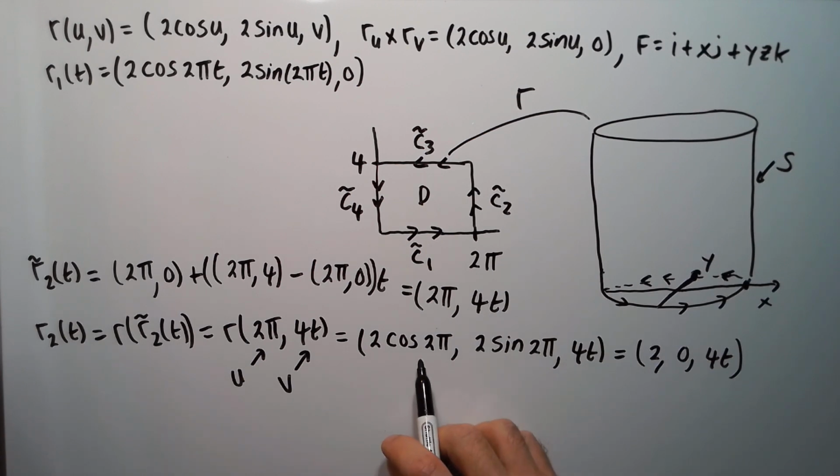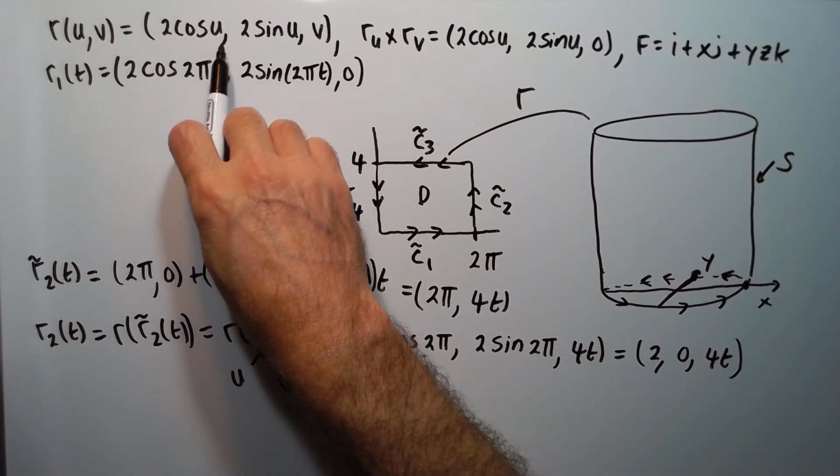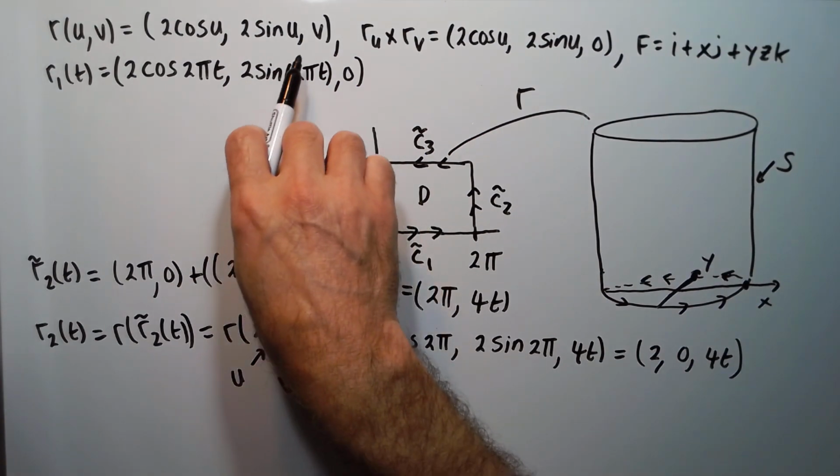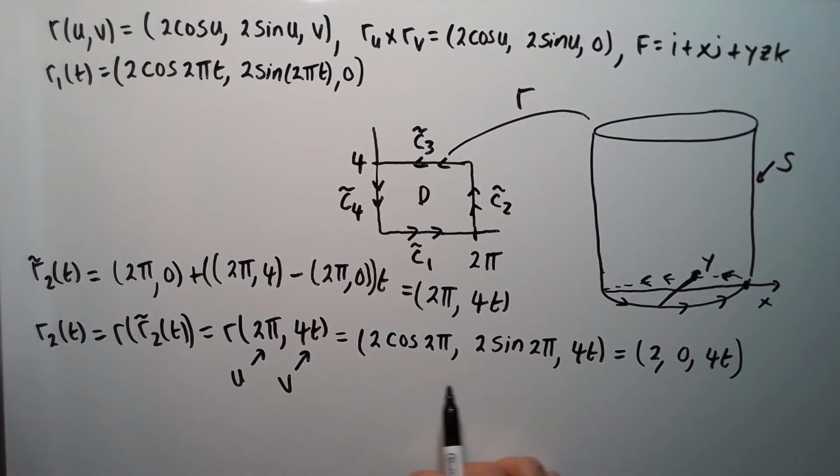So I get this then. Again, putting 2 pi in place of U here, putting 4t in place of V here, we'll get this. The cosine of 2 pi is 1, so this will be 2 here. Sine of 2 pi is 0, so it'll be 0 here, 4t. At time 0, if you put 0 in there, you'll see it'll be at 2, 0, 0, so it'll be here. And you put 1 in there, you'll be at 2, 0, 4, so here. So it's actually going up like this.